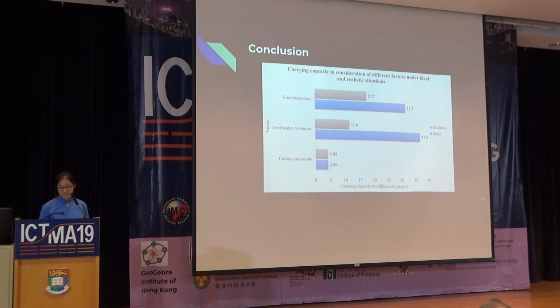In conclusion, we got the carrying capacity to be 4.09 billion. Although carrying capacity is just an estimate, it does give us a glimpse into how much we have to do to support ourselves so that the Earth can still sustain humans. As we have already exceeded the carrying capacity we have calculated, it's time for us to expand it by improving technology, reducing waste, and reducing carbon emissions.